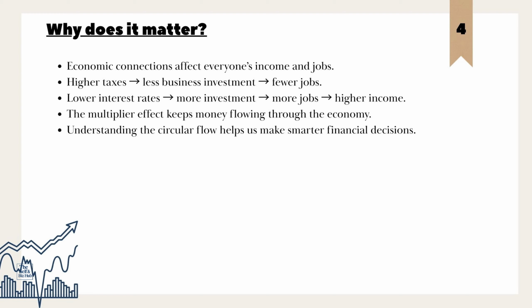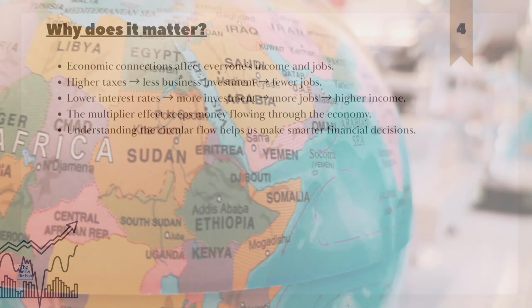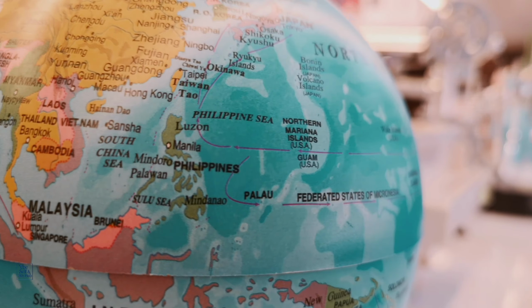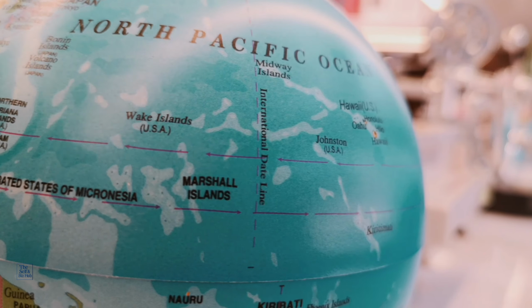Or the opposite: the central bank lowers interest rates. Bank loans become cheaper, companies invest more, new jobs are created, people earn more income. And that money flows back into the economy, triggering the multiplier effect. By understanding the circular flow of income and expenditure, we stop seeing the economy as an abstract concept and can make better financial decisions. Now let's look at real global examples to see how money and resources move around the world from one purchase to the next.